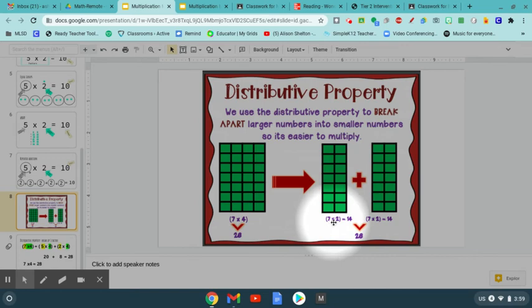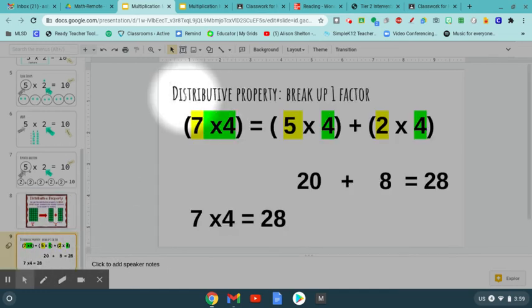So we have 7 times 2, and that gave us 14 because we're really good at our 2's. Then we had another equation, 7 times 2 gives us 14. Then we put those 14's back together to give us 28. So we just solved 7 times 4 equals 28. That's using the distributive property. Let's look at one more on the distributive property.